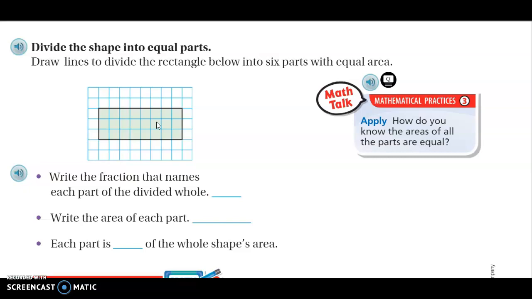All right, so give it a shot. Draw some lines to divide the rectangle into 6 parts, and all parts have to have equal area. Good luck. Go. Oh, press pause too.